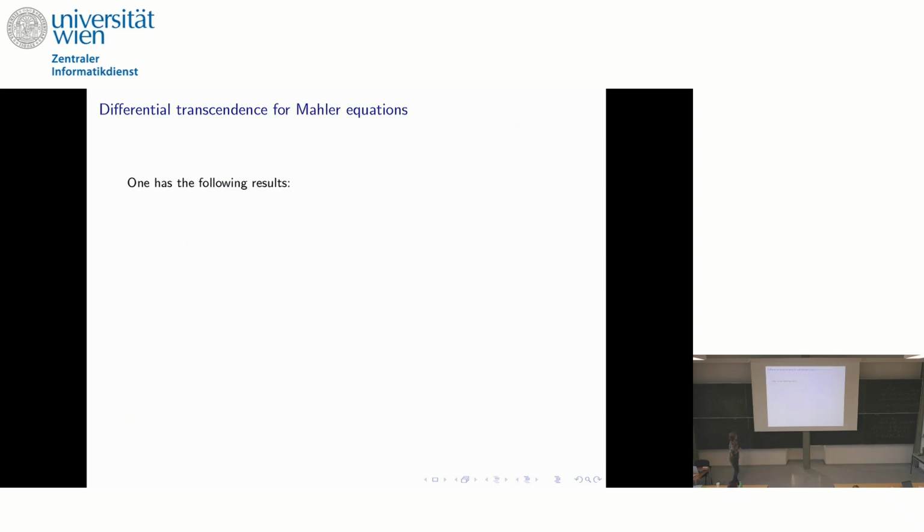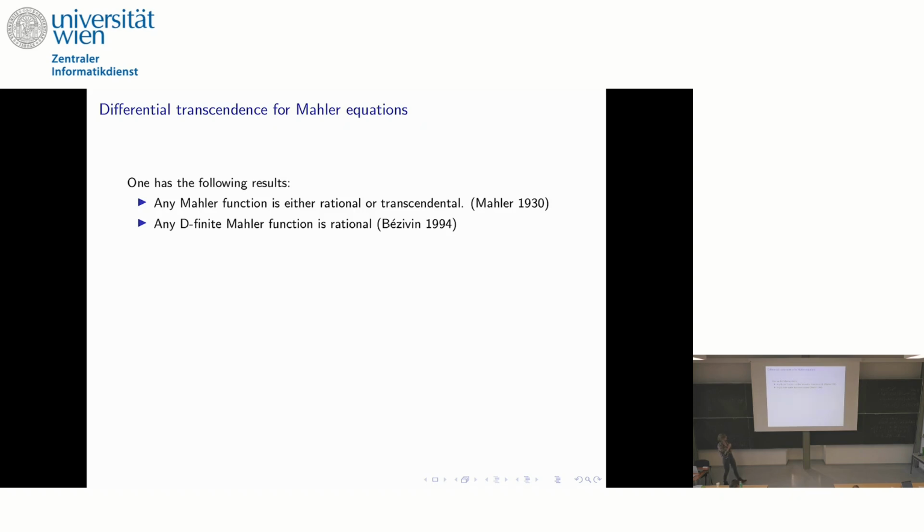So my idea is to show you how one can prove that just by articulating these classification results for differential algebraic groups I gave you with some known results, for instance, for the Mahler equation. So Mahler in the 30s proved that any Mahler function is either rational or transcendental. This was the first dichotomy. Then Bézivin proved the same dichotomy: either a Mahler function is rational or it cannot satisfy a linear differential equation.